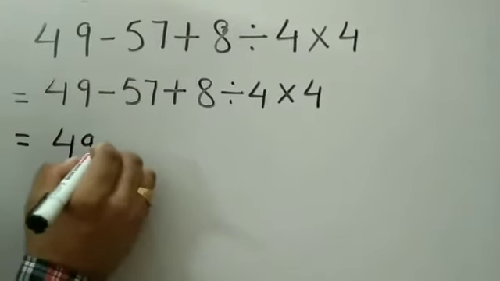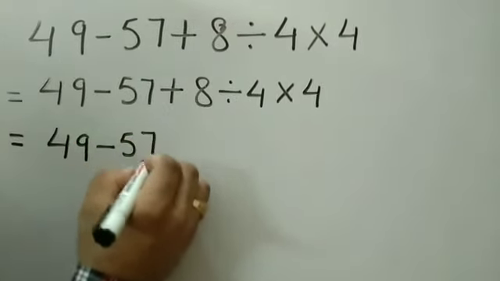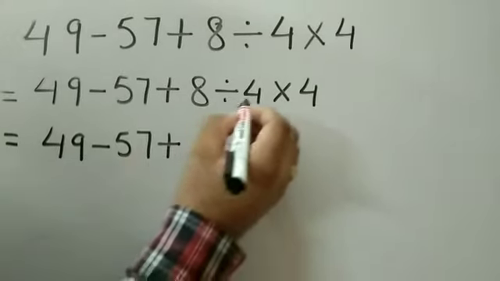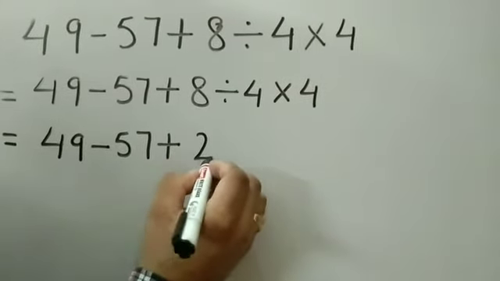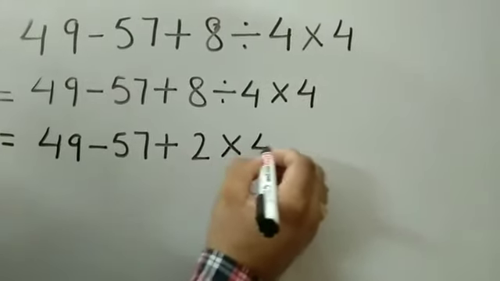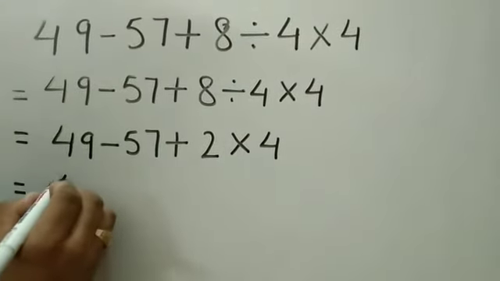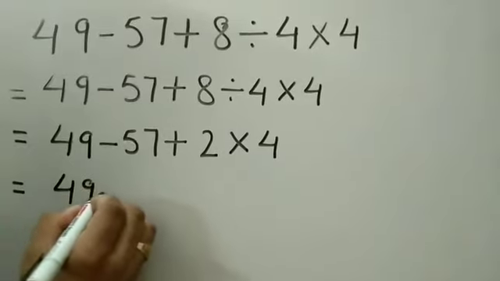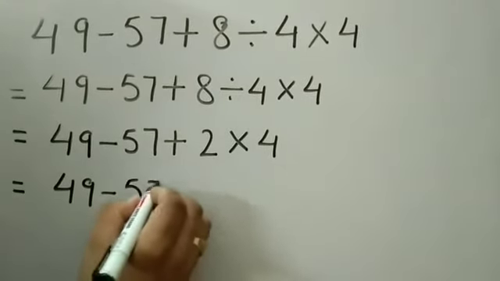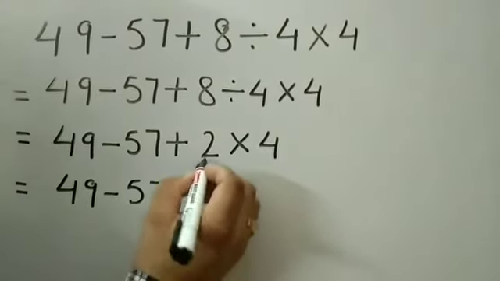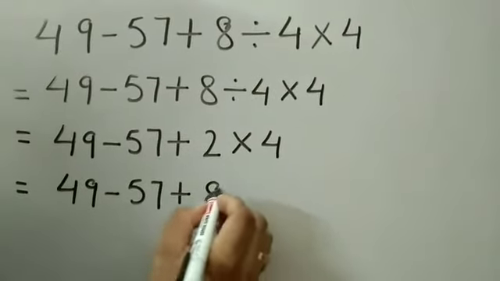49 minus 57 plus 8 divided by 4, 2 multiplied by 4. Now multiplication. 49 minus 57 plus 2 4s are 8.